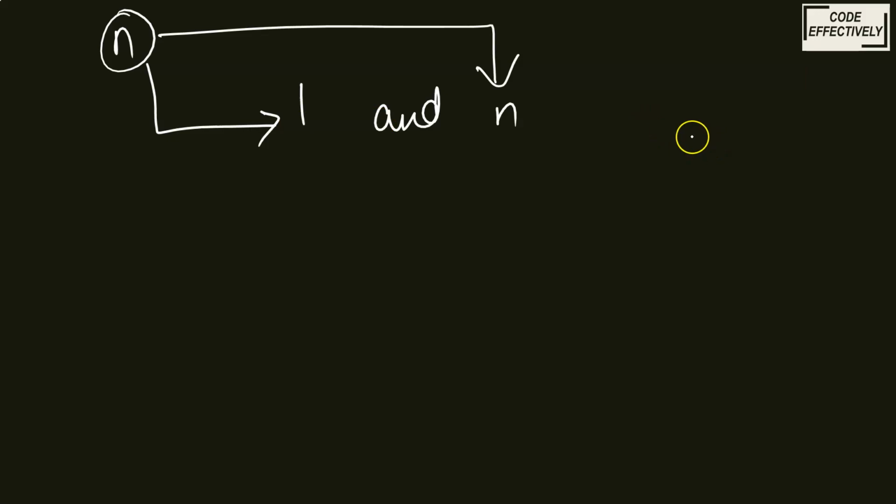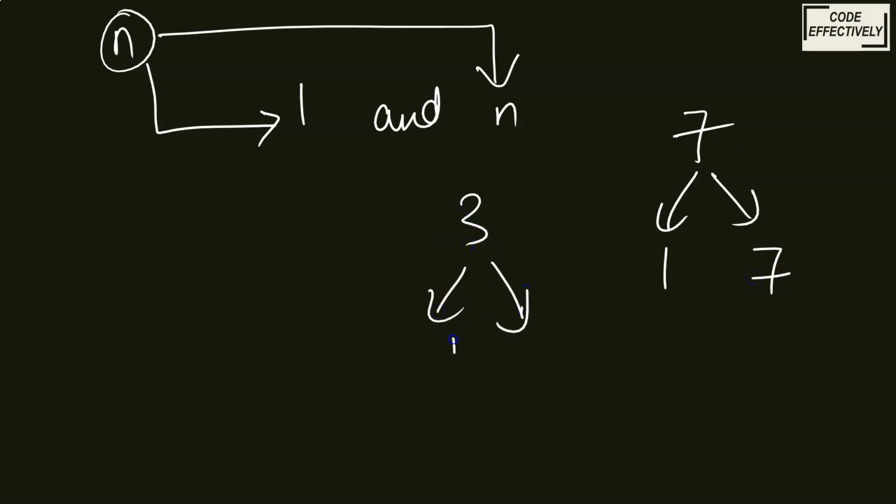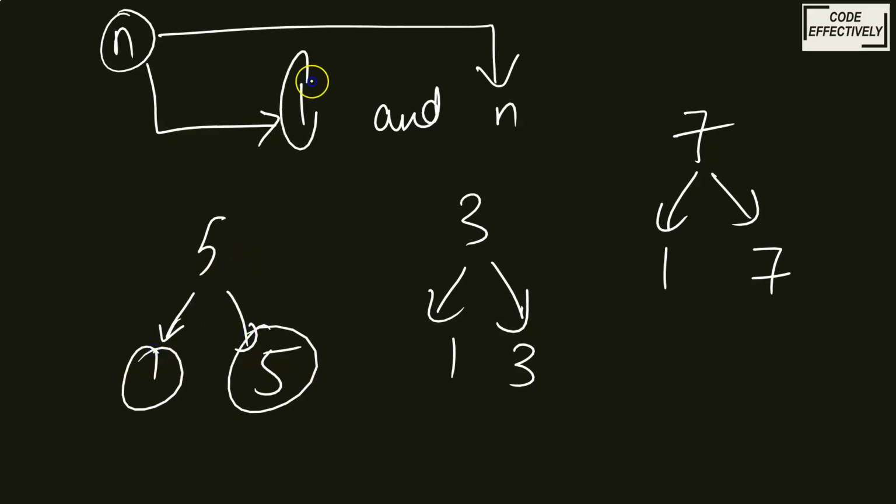Let's take one more example in an easy way. 7 is a prime number because if you go for the factors, there are only two factors of 7, that is 1 and 7 itself. Okay, let's take one more. 3 has two factors, that is 1 and 3 itself. 5 has 1 and 5 itself. So all those numbers that have only two factors, that is 1 and the number itself, are known as prime numbers.